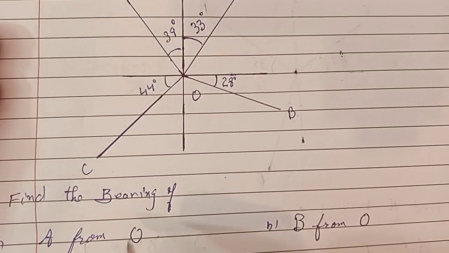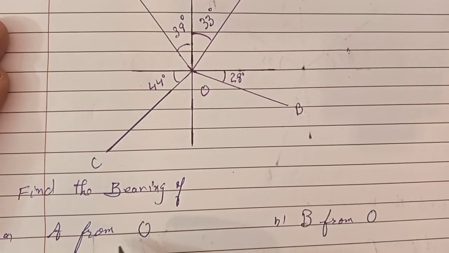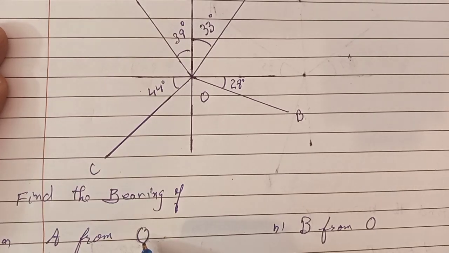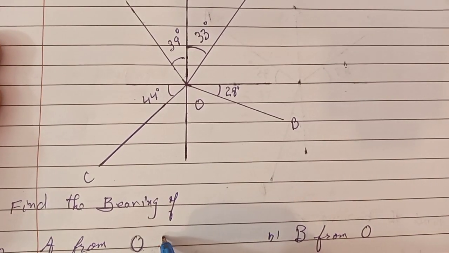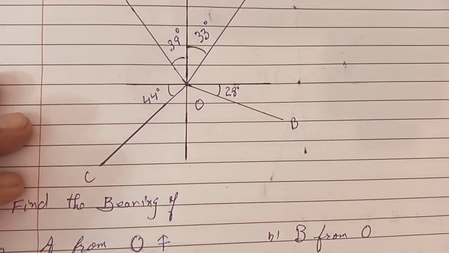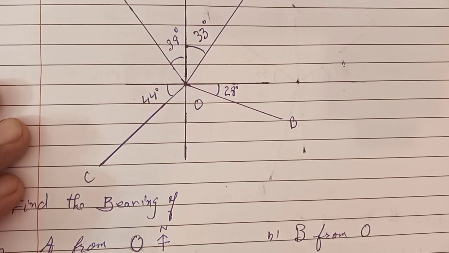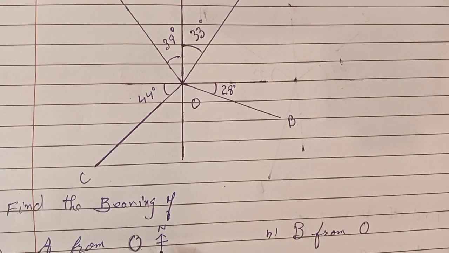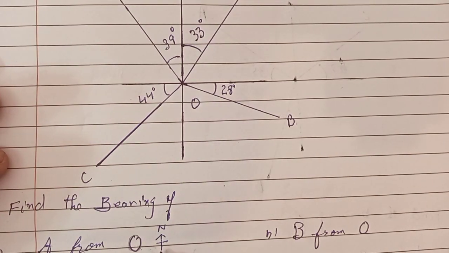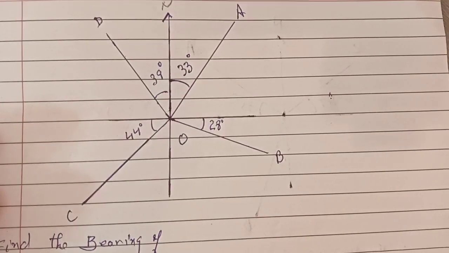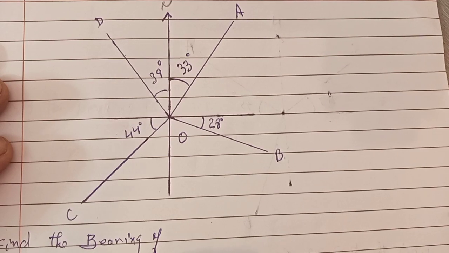The first part of this question is: find the bearing of A from O. You know that what is O? The point which comes after "from", at that point you must draw the North Pole, a map indicator which shows the direction of north. North is directed towards the top of the page, and south is towards the bottom. On the right side there is east, and on the left side there is west.